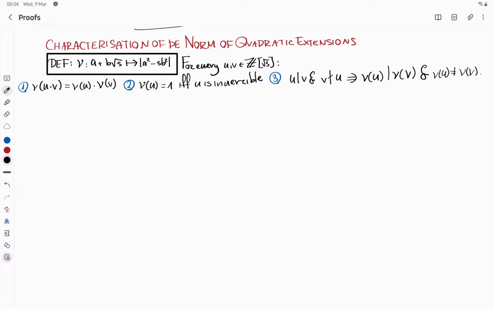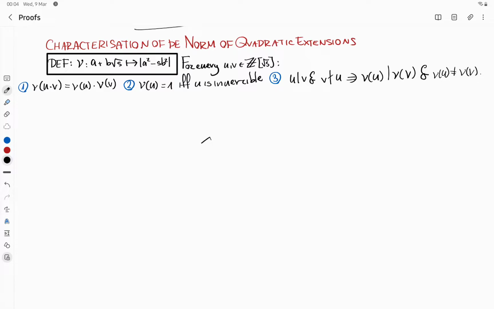One, that in a way it is linear with respect to the dot operation. Two, that nu of u is equal to 1 if and only if that element is invertible. And three, that if u divides v but v doesn't divide u, which is pretty common, I think, then the norm of u divides the norm of v, and they are not equal at the same time.